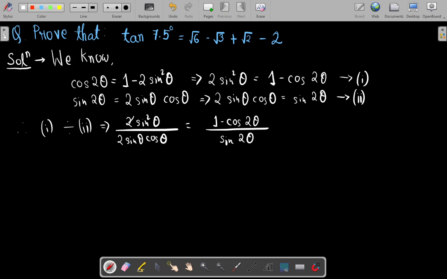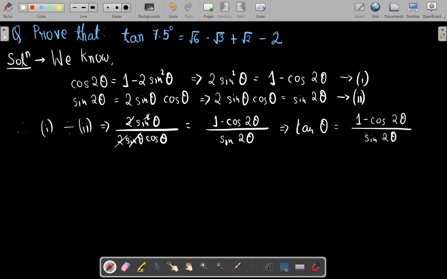On the left hand side, the 2 will get cancelled out, and of sine squared theta, one sine theta will remain in the numerator and one cos theta will remain in the denominator. So we get an expression for tan theta in terms of multiple angle. We get tan theta equal to 1 minus cos 2 theta upon sine 2 theta. This is the expression for tan theta in terms of sine twice theta and cos twice theta.